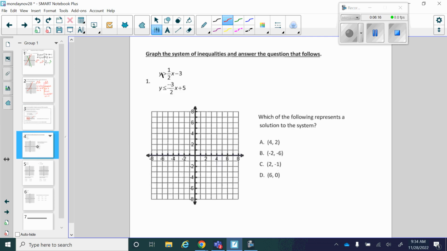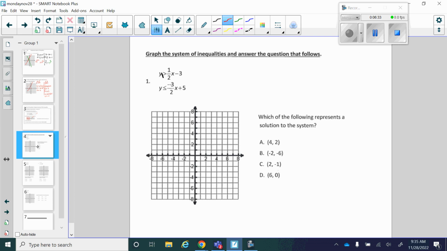So let's try an example. Here we have two inequalities. I'm going to draw the line and then shade the area and see where the regions overlap. That's going to be my solution area.